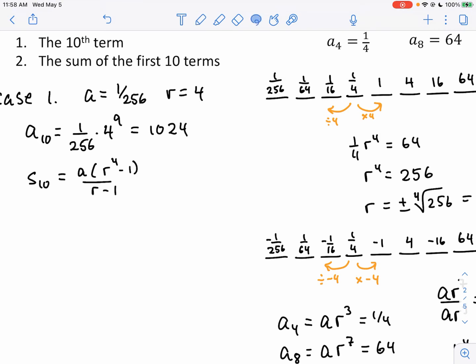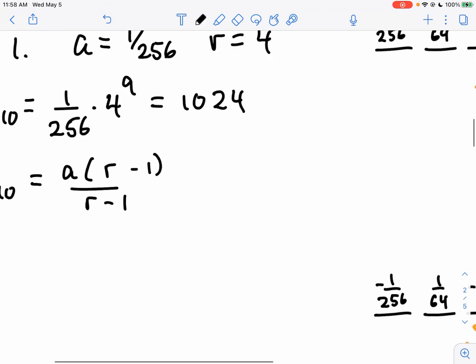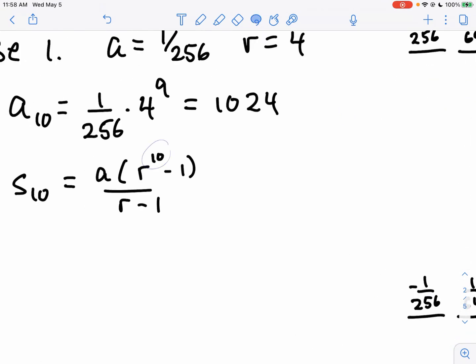Here's our formula for finding the sum of the first 10 terms. And I need to change that 4 to a 10. That was a mistake on my part. The n is the number of terms, and the r's will be 4's. And the a is this fraction, 1 over 256. So we get 1 over 256 times, r is 4, so we have 4 to the 10th minus 1, and then on the bottom we have 4 minus 1.